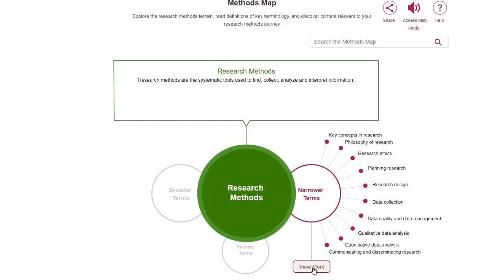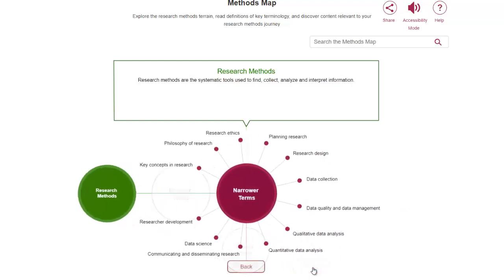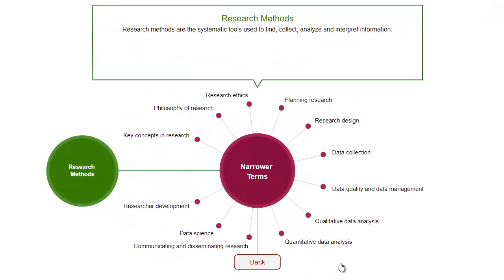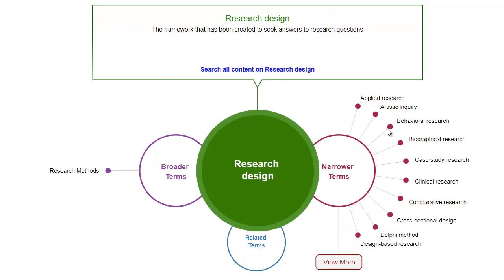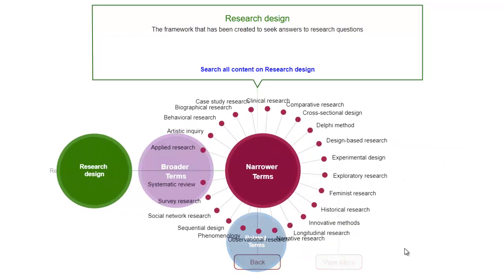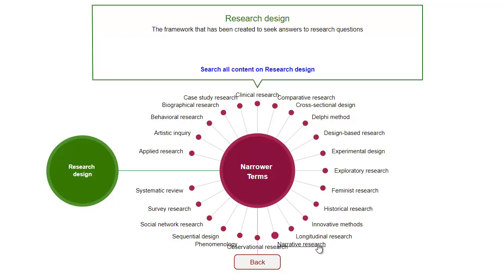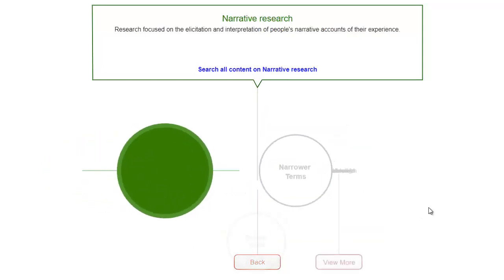Click on View More to see all of your options. In this case, I will select Research Design. Now we're on the Research Design node of the map, and I can make a narrower selection focusing on some particular aspect or type of research design. So again, I will click View More, and from this expanded list I will choose Narrative Research.